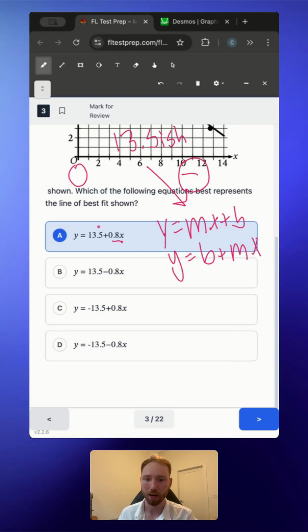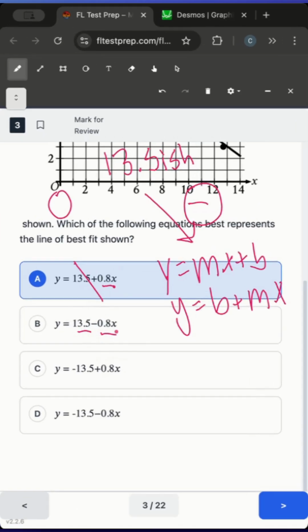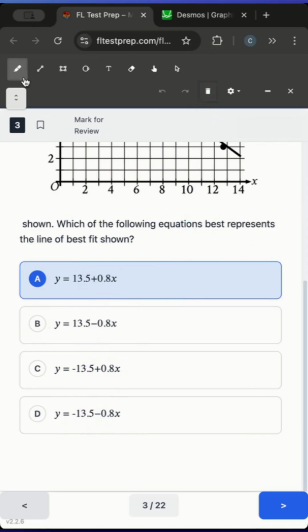So I can see that this has a positive slope and does not match my line. I can see this has a negative slope and the y-intercept is a positive 13.5. Perfect, that's what I'm looking for. C has a negative 13.5 and D has a negative 13.5 as well. So B is going to be the correct answer for this question. Let's move on.